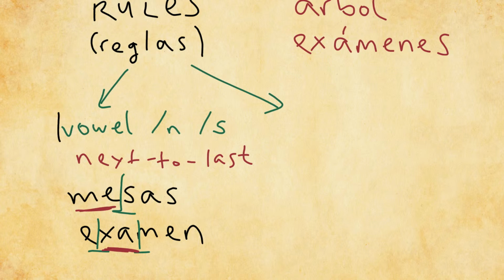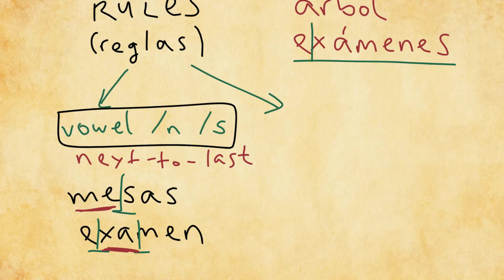And I'll show you how. You already know that this is the rule for the rule words, or the words that follow rules. So if a word ends with a vowel, N or S, you stress the next to last syllable. If we were to divide this word into syllables, we would have exámenes. So it would have 4 syllables. That means if this word fell into the category of the words that follow rules, we would have to stress this syllable because that is the next to last. And it would sound exámenes, which sounds weird and doesn't really make sense.